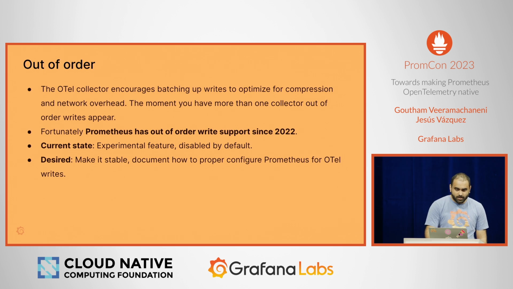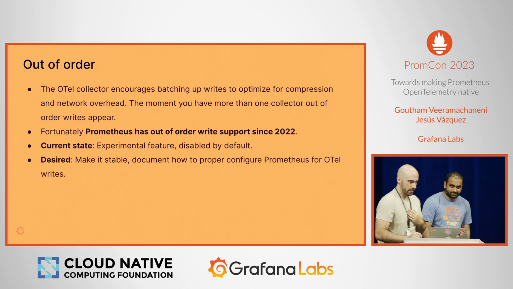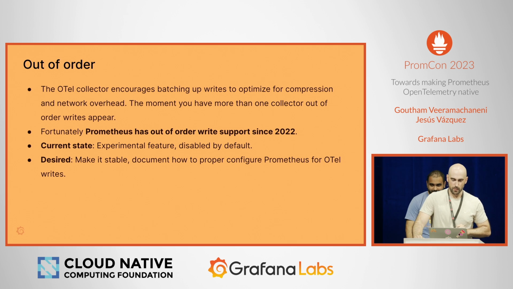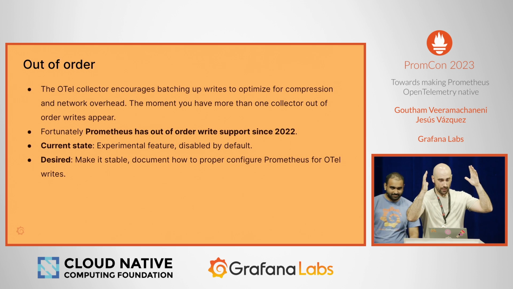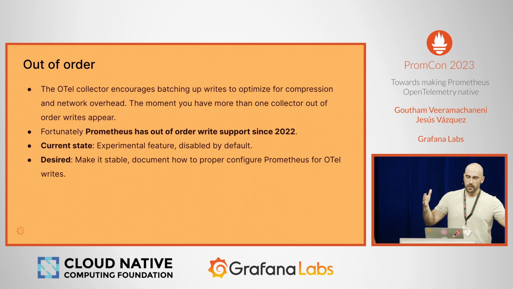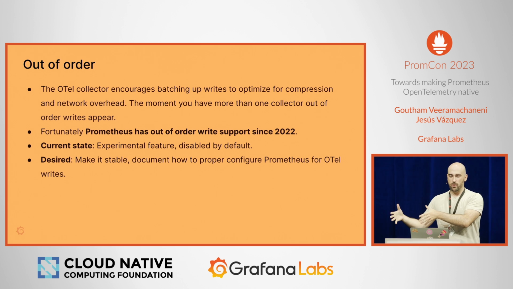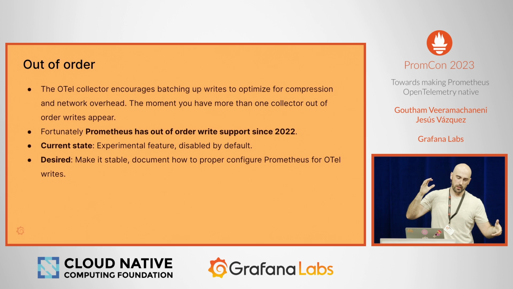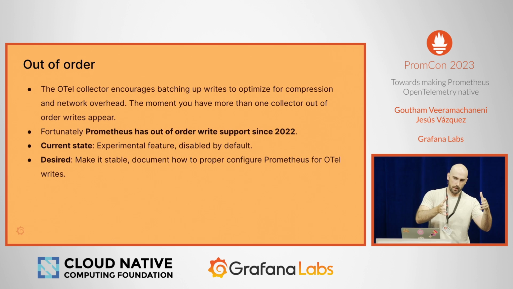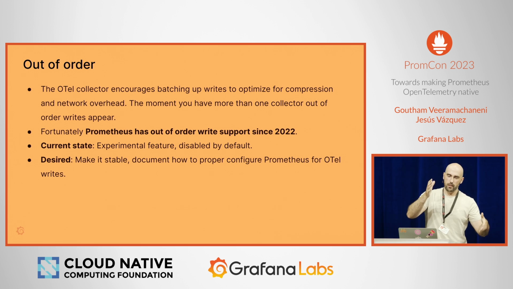Yeah, out of order. This topic keeps coming back to me. So out of order: OTel instrumented applications typically write to a collector, and then the collector writes to the backend. This is because the collector encourages batching up writes. For example, I want to receive 100 metrics before I send them. This makes sense from the client perspective because compression is more effective, and you have less total traffic over the wire, so it also optimizes for bandwidth usage.